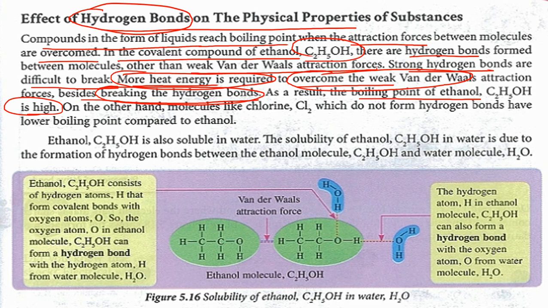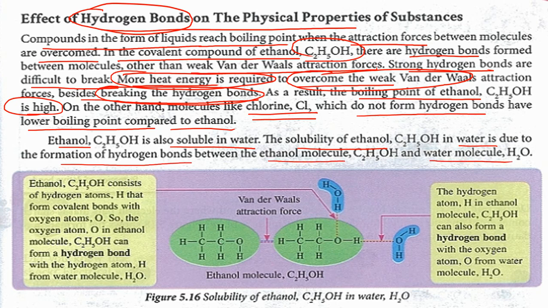On the other hand, molecules like chlorine, Cl2, do not form hydrogen bonds. So they have lower boiling point compared to ethanol. And then ethanol is also soluble in water. The solubility of ethanol in water is due to the formation of hydrogen bonds between the ethanol molecule and water molecule. This one is ethanol molecule. Between the ethanol molecules is van der Waals attraction forces. Now when we add water here, it will form hydrogen bond. The hydrogen atom in the ethanol molecule also forms a hydrogen bond with the oxygen atom.